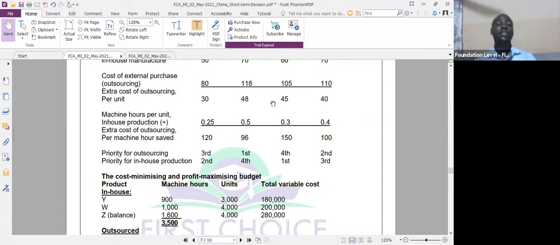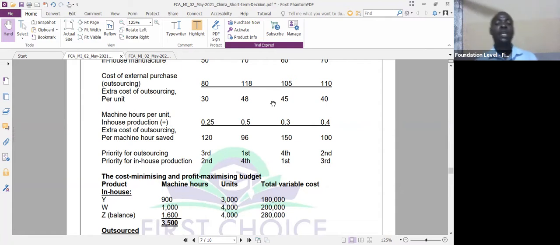So that translates to 120 naira extra cost per 1 hour. So it means that in 1 hour, you are willing to spend 120. Another product is saying in 1 hour, I'm willing to spend 36 naira. Another is saying in 1 hour, I'm willing to spend 150. And the other one is 100. Okay. How do we rank?